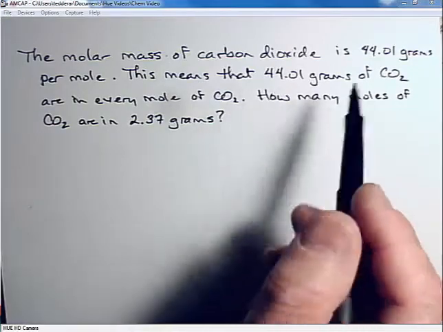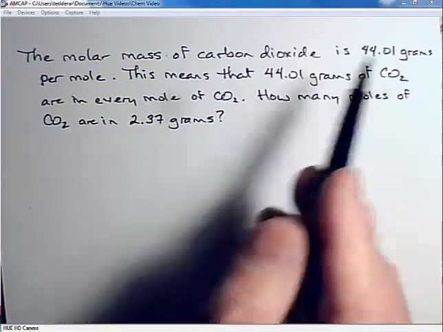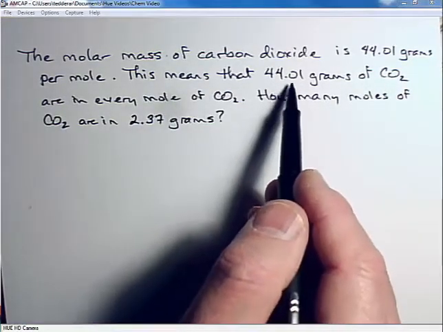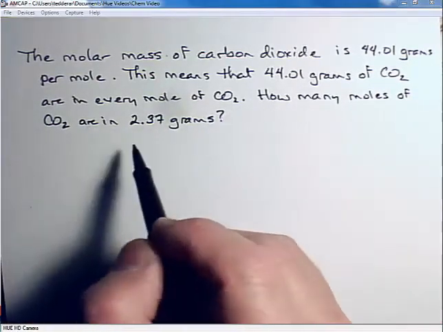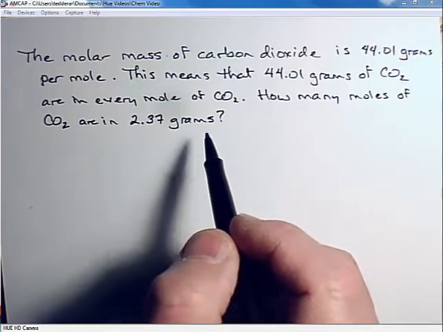Molar mass of carbon dioxide is 44.01 grams per mole. This means that 44.01 grams of CO2 are in every mole of CO2. How many moles of CO2 are in 2.37 grams?